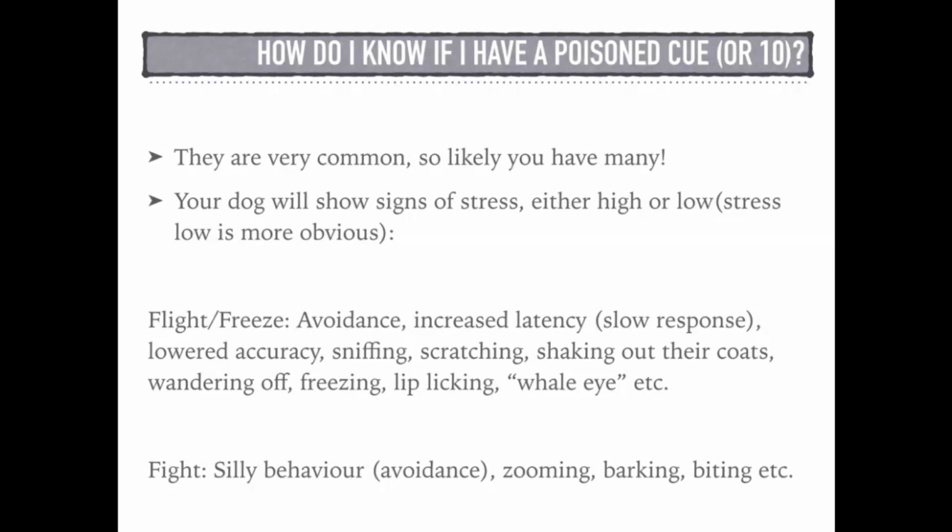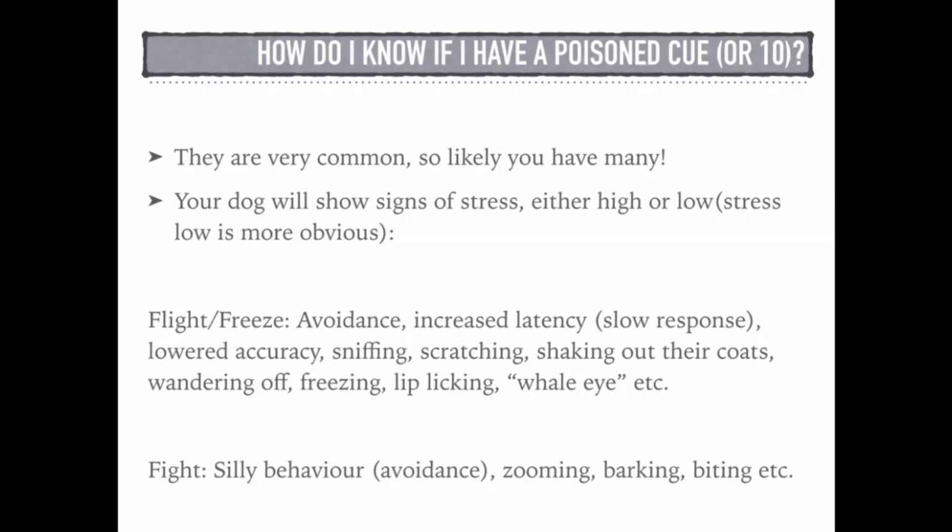Lip licking is something to watch for, because they do it very quickly, but you'll see it all the time. That's a very good indicator that your dog is feeling a little uncomfortable. Whale eye is when you see the whites of their eyes. Also watch for any type of looking away, or generally just not engaging with you fully with big, happy body language, bright-eyed and bushy-tailed. So if you're not seeing that when you give them a cue, question whether or not maybe you have a poison cue.